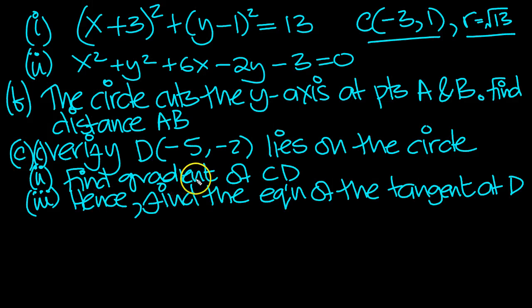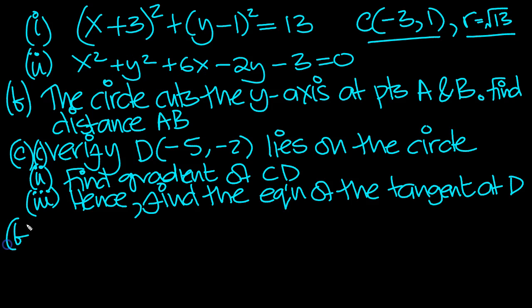So here's the summary of all the question parts for B and C. And here's the information from the previous section. The circle cuts the y-axis at the points A and B, so when x is 0, find the distance AB. When x is 0, what does y equal? Well, when x is 0, let's put it in here.